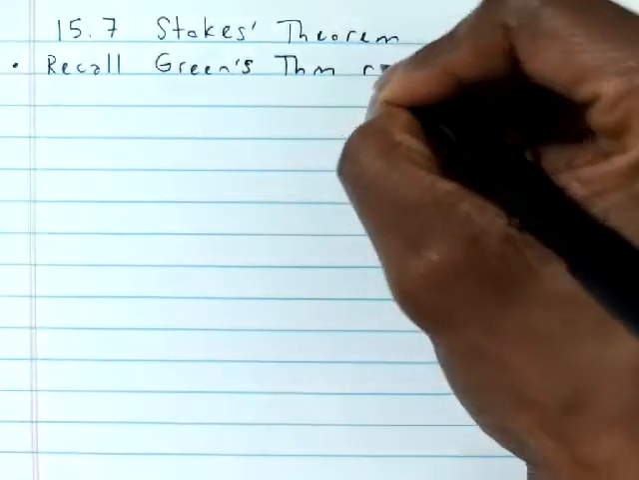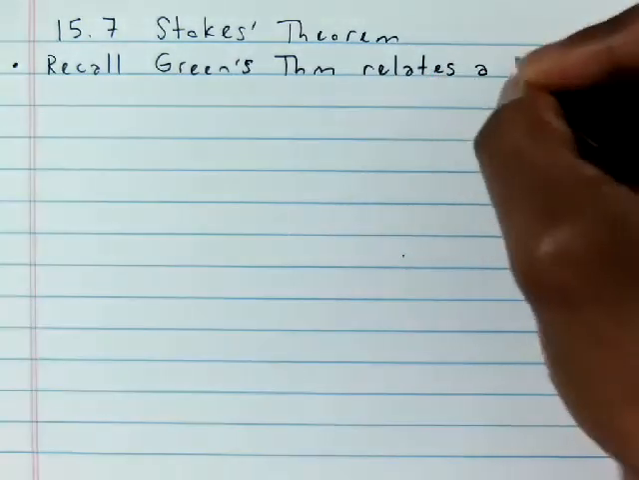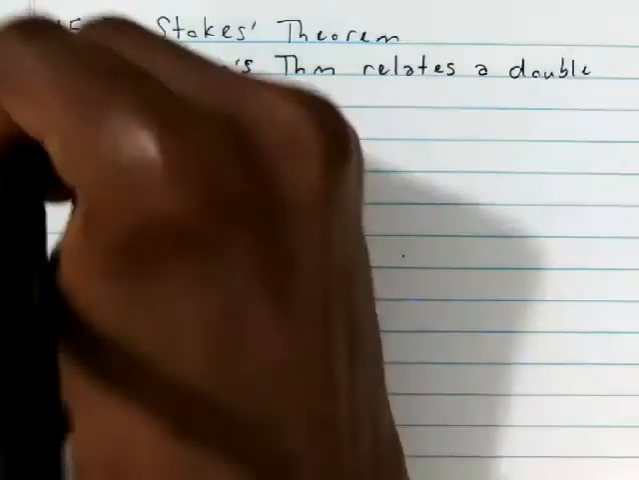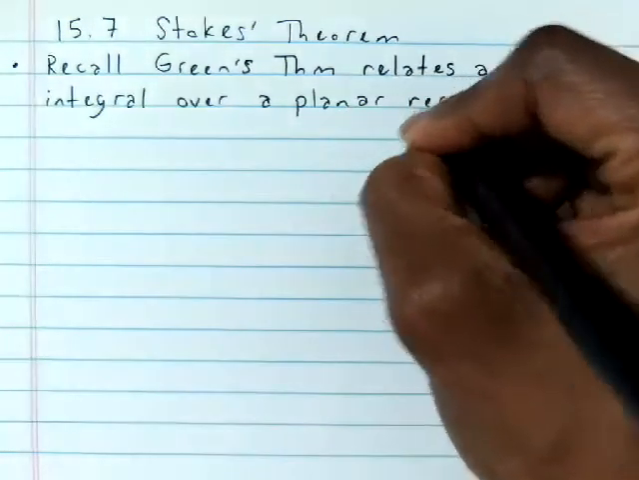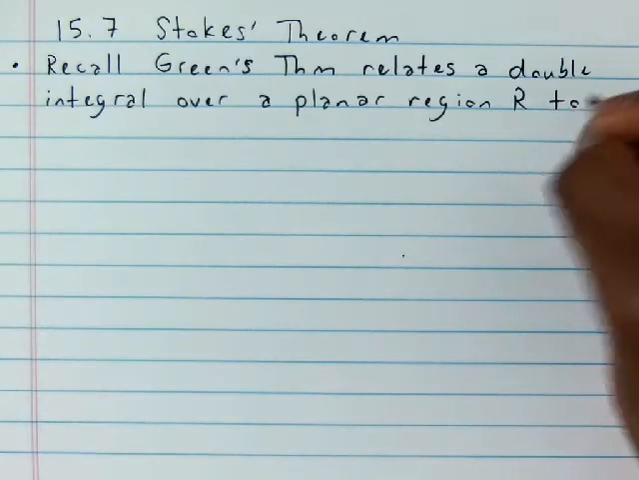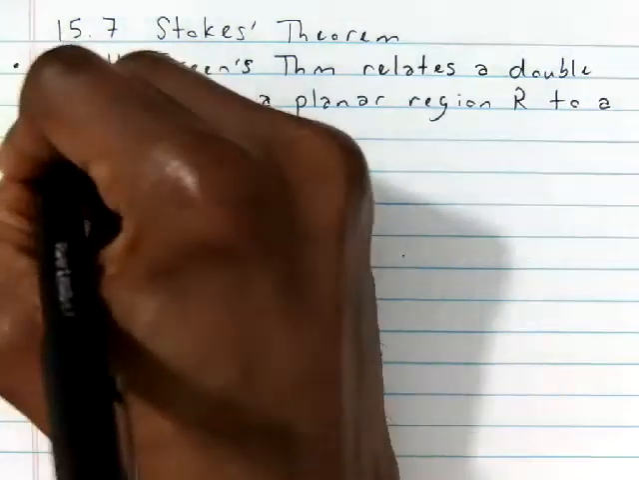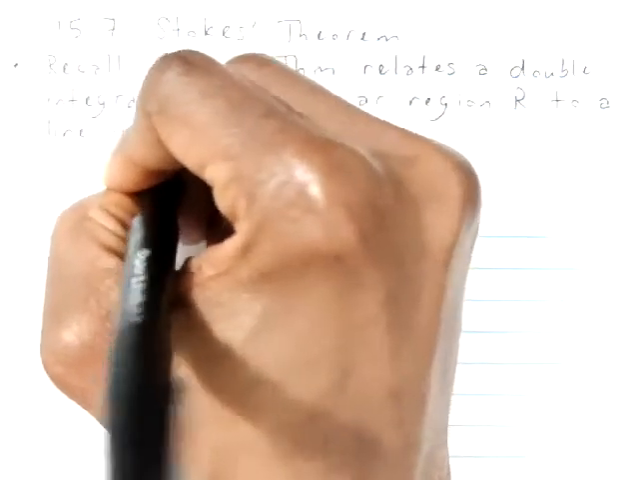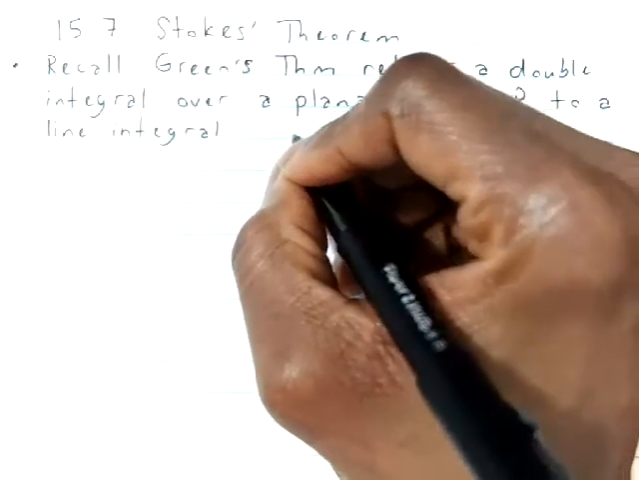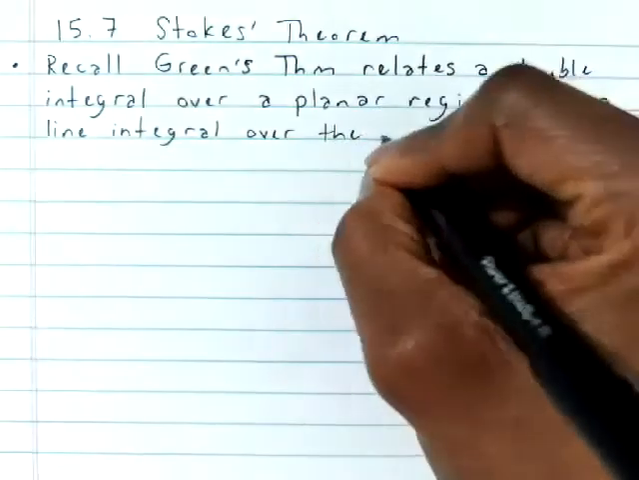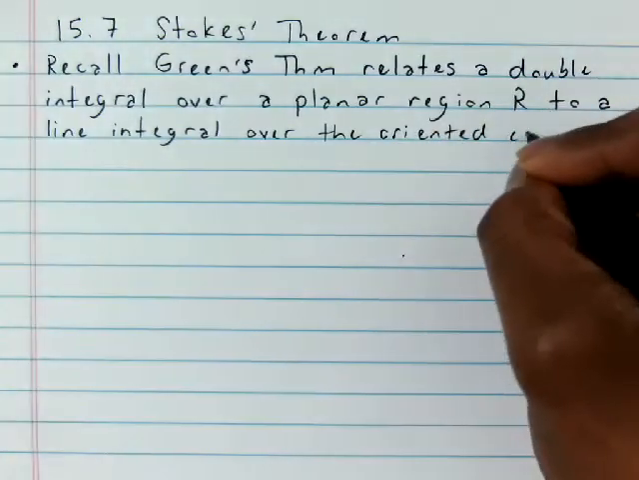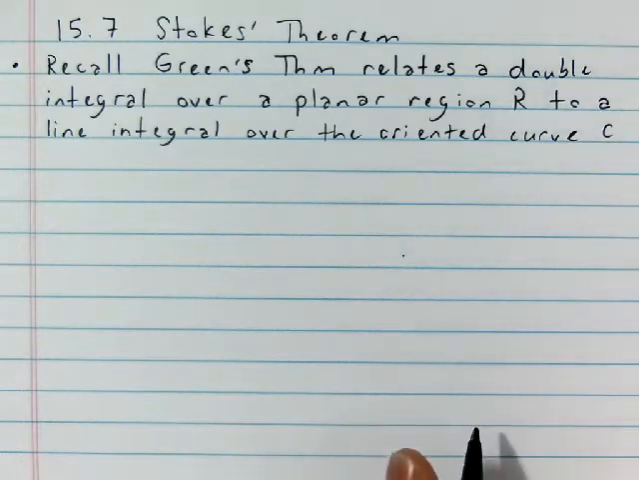So recall, Green's theorem relates a double integral over a planar region R to a line integral over the oriented curve C, that is the boundary of R.